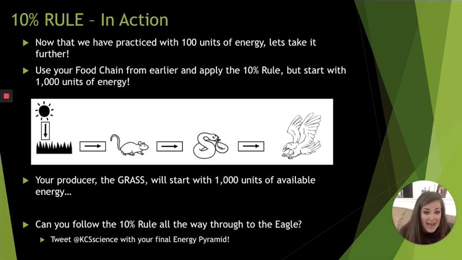So you may not have 1,000 of your item, and that's okay. But if you want to go big and try to use 1,000, I'd like to see. Your producer is the grass, so you want to start with your 1,000 energy units there, and then use the 10% rule all the way through the eagle. Once you've made it through, tweet your results and show us your final energy pyramid at KCS Science.